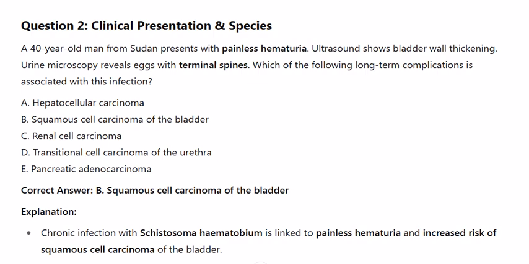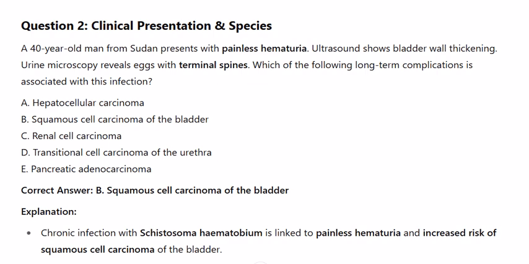A. Hepatocellular carcinoma. B. Squamous cell carcinoma of the bladder. C. Renal cell carcinoma. D. Transitional cell carcinoma of the urethra. E. Pancreatic adenocarcinoma. Correct answer: B. Squamous cell carcinoma of the bladder.